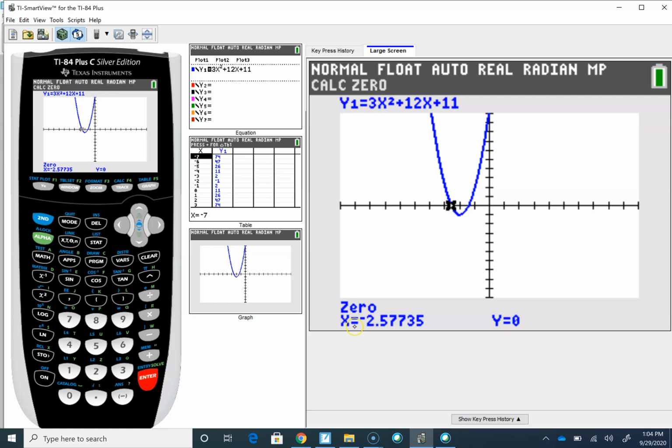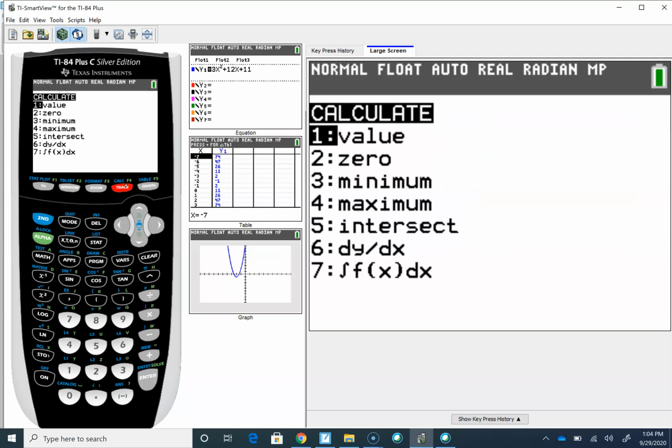And I get negative 2.57735, 0. The y should be 0, right? So you're going to write that down for your first one, and then I'm going to do the same again. I'm going to calculate the 0, number 2.